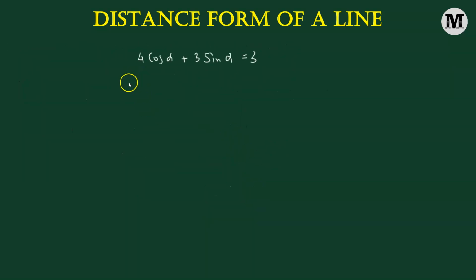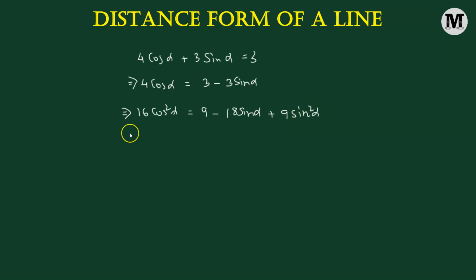So what we'll do, we're going to keep 4 times cosine of alpha on the left hand side and then transpose the second term, which is 3 times sine alpha, to the right hand side. We get 3 minus 3 times sine alpha. So we'll square both sides to get 16 cosine squared alpha, and then on the right hand side we have 9 minus 18 sine alpha added to 9 sine squared alpha. So we can convert cosine squared alpha to sine squared alpha.